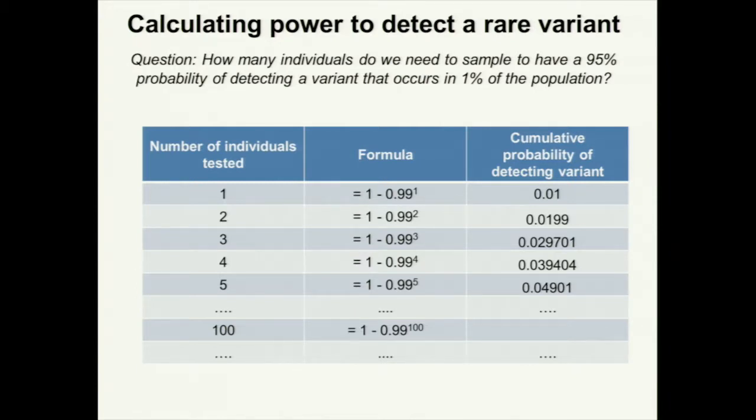So can anyone guess, if we looked at 100 people, what's the probability we'll see that variant at least one time? I'm guessing a lot of you have the slides open, so you might already know. So it's actually about 63%, which is maybe surprising to some people. You might think, oh, a variant of 1% frequency, if I look at 100 people, on average, I have a pretty good chance of seeing it. It's actually, you have a pretty high chance of not seeing it.